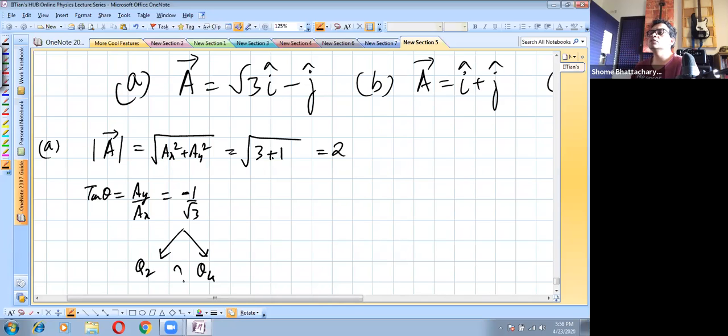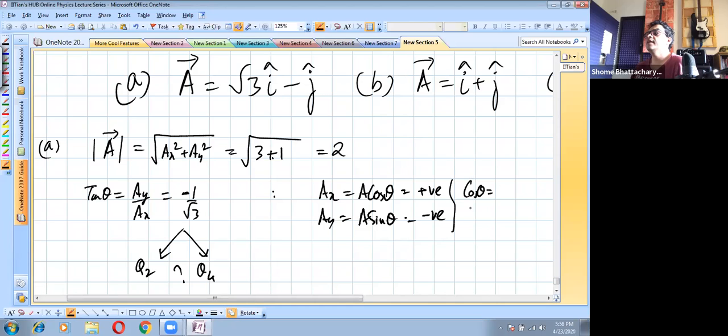Now to figure out which of these two it is, I have to understand that AX, which is A cos theta, is which kind of quantity? It's positive. And AY, which is A sin theta, is which kind of quantity? It is negative. So you can see that cos theta is positive and sin theta is negative. That is which quadrant? It is quadrant 4. So this information now has to be factored in. That's why quadrant 4 is the correct one.